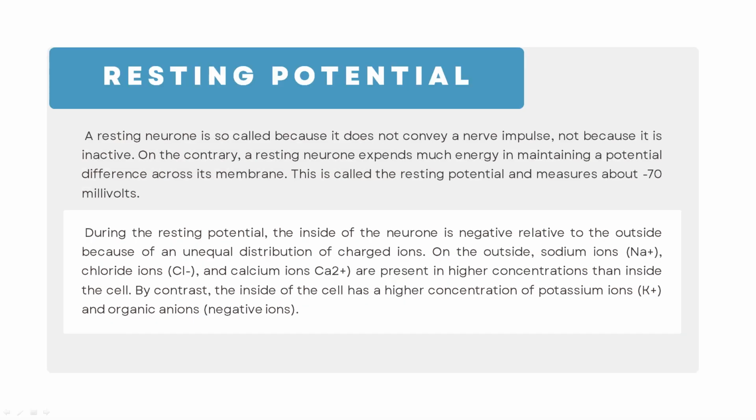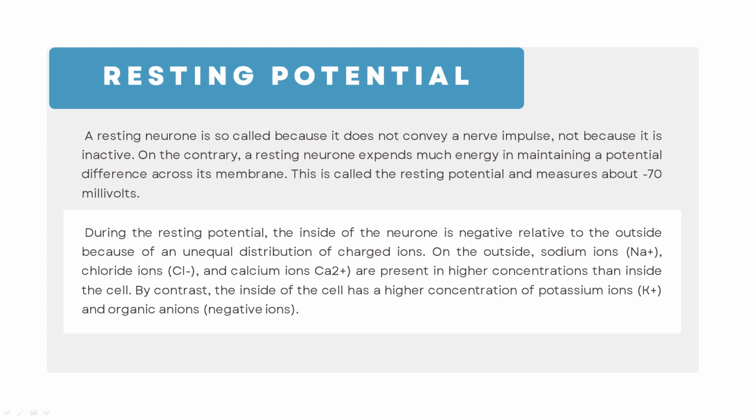Resting potential. A resting neuron is so called because it does not convey a nerve impulse, not because it is inactive. On the contrary, a resting neuron expends much energy in maintaining a potential difference across its membrane. This is called the resting potential and measures about 70 millivolts.